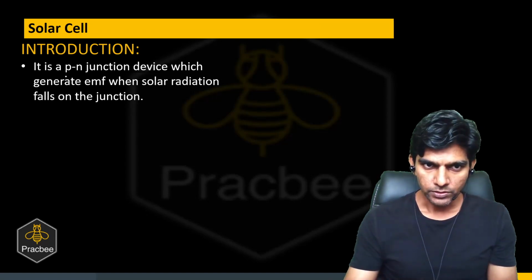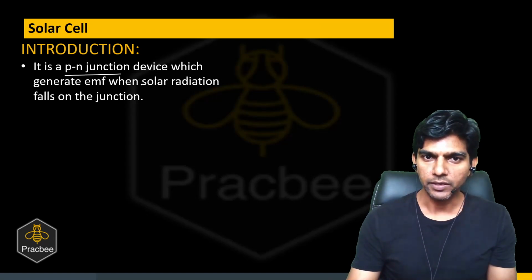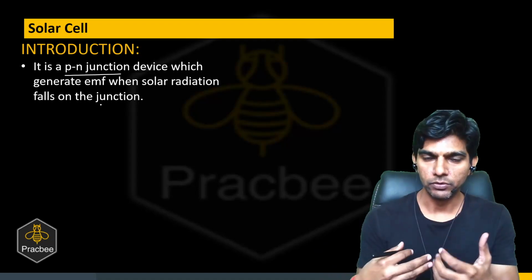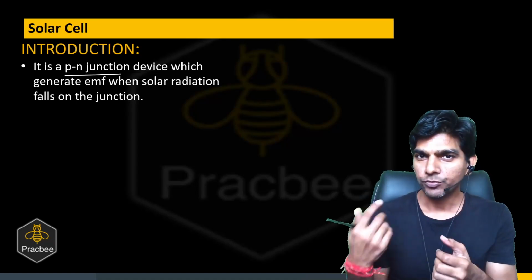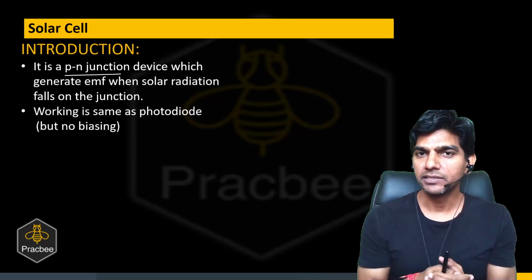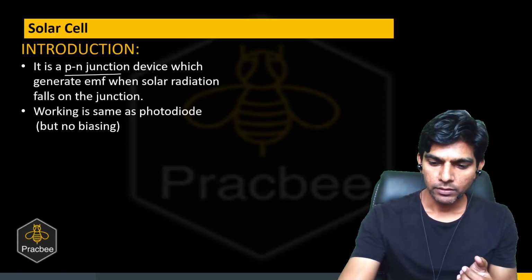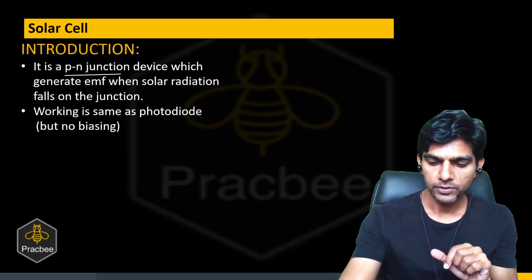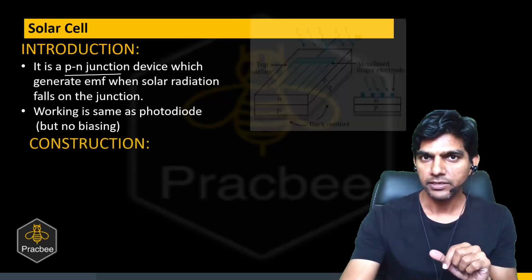So we have a PN junction device which generates EMF when the solar radiation falls on the junction, which I have already mentioned, and it is just like a photodiode without any biasing. So no biasing is required. It is just like that, practically, right? So it is just like that. And what is the construction? Let us see the basic construction.